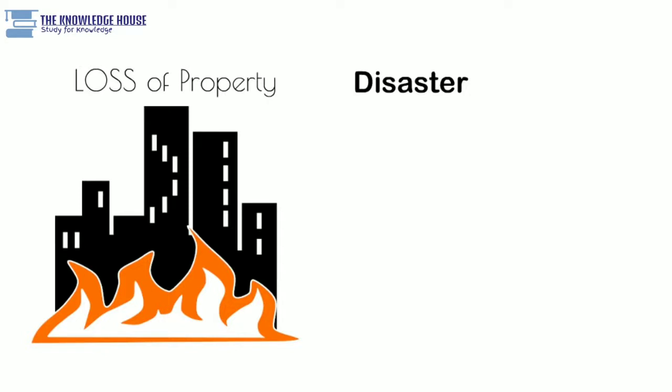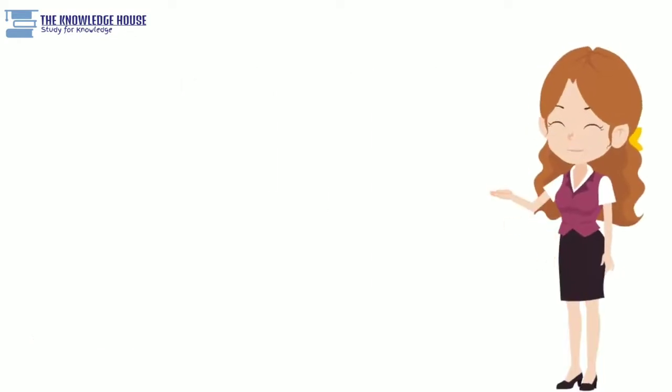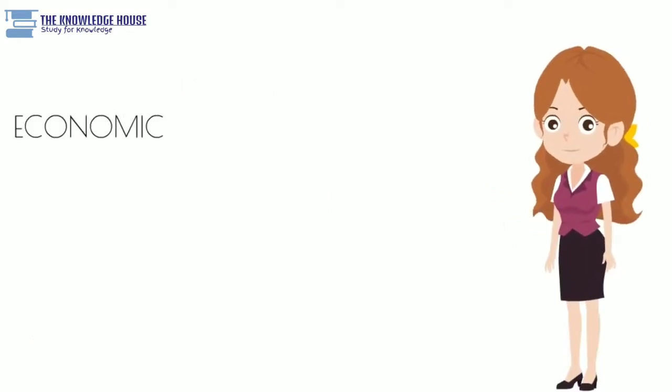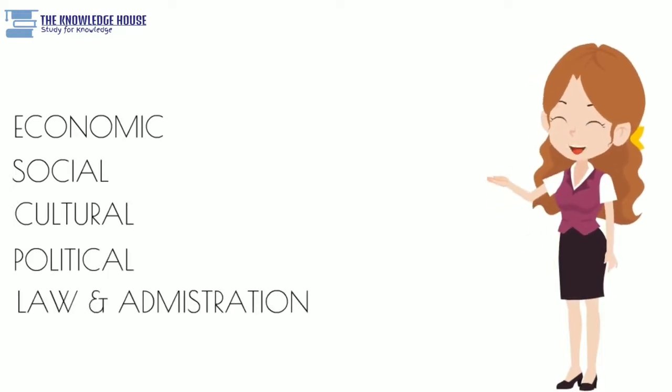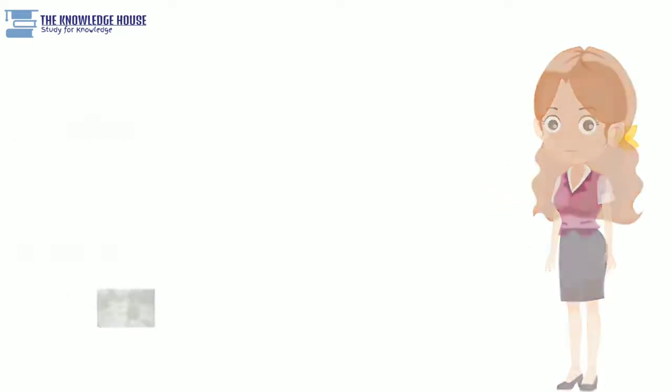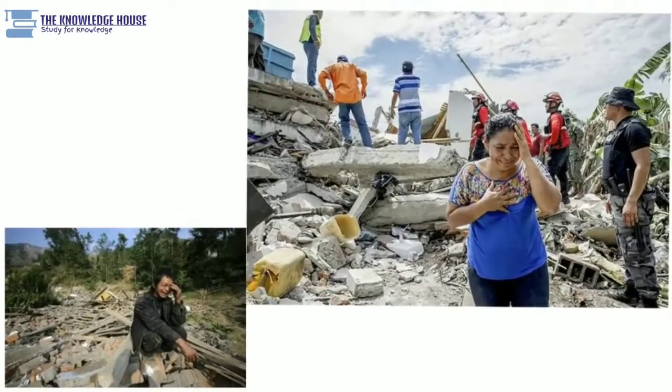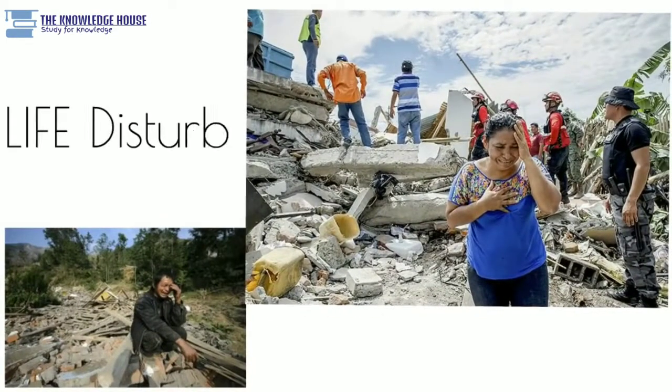There are long-term effects on society due to the loss of life and property. Various areas of life like economic, social, cultural, political, law and administration, etc. are affected by it. Life in the area of disaster is totally disturbed. There is loss of life and property of the people in distress.